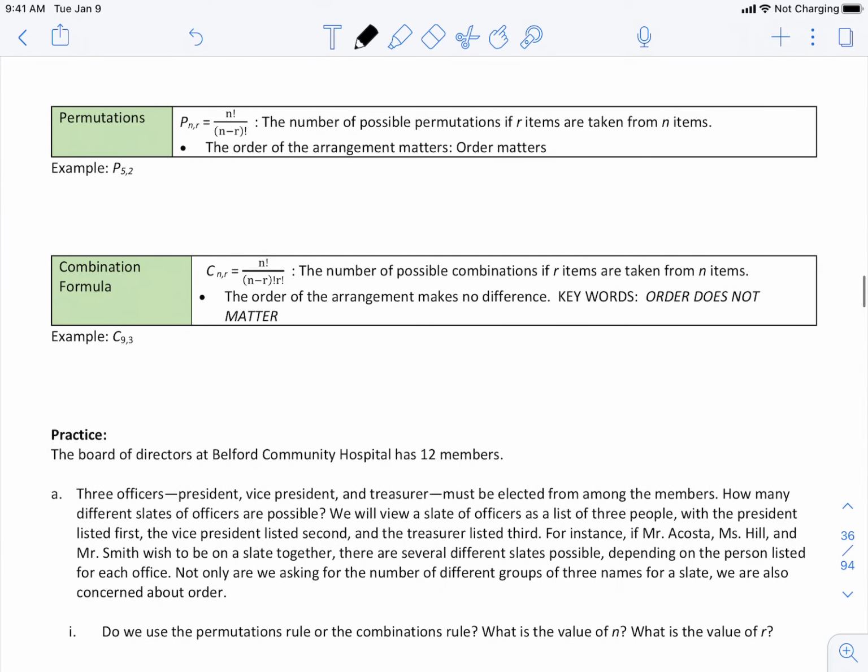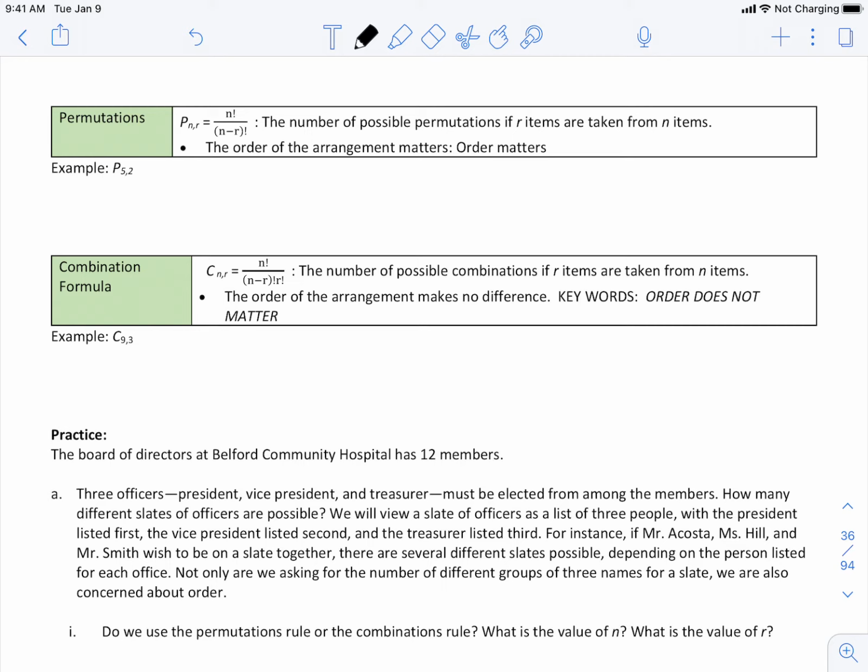So a permutation is the number of possible permutations of R items taken from N. The order of the arrangement matters. Combinations, the number of possible combinations of R items taken from N items. The order of the arrangement makes no difference. So the key words are the order does not matter. Okay, so we did an example of this last semester.